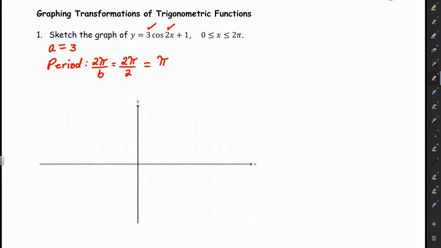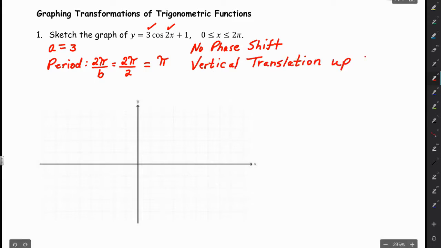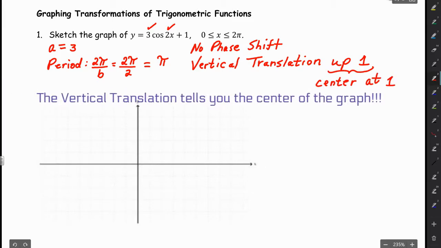We don't have anything inside the parentheses moving this function either left or right, so we know that we have no phase shift. We do have a plus 1 on the outside. That means we have a vertical translation up 1. And that means that our center occurs at the line y equals 1. We have a center at 1. The vertical translation tells us the center. I can't say that enough. That's a really important concept.